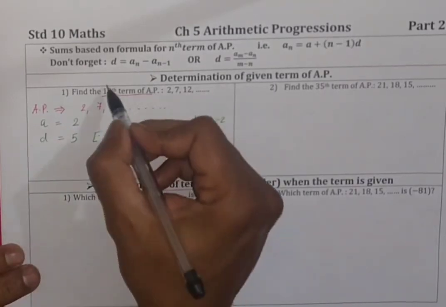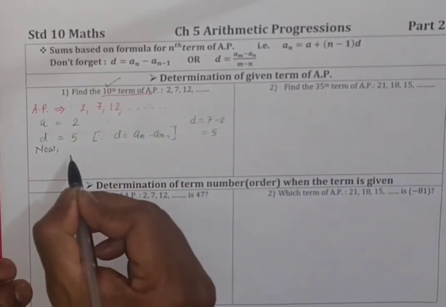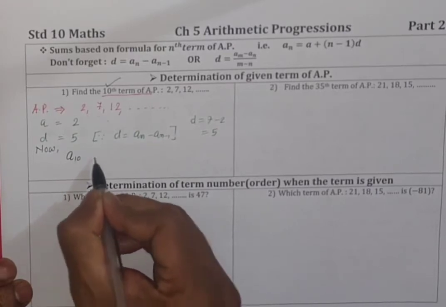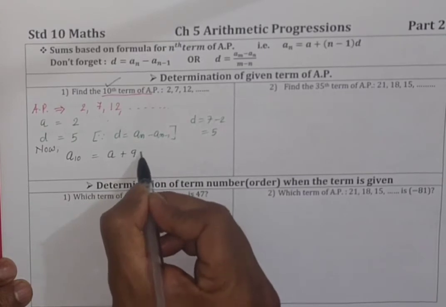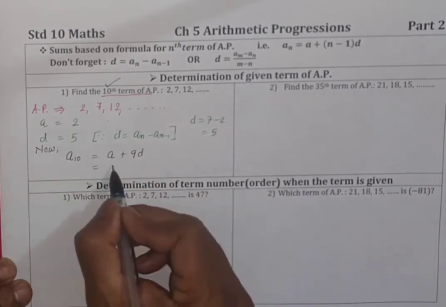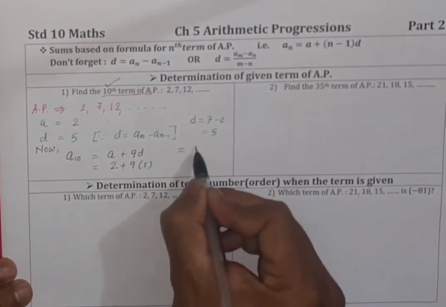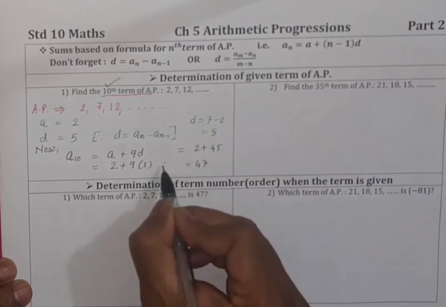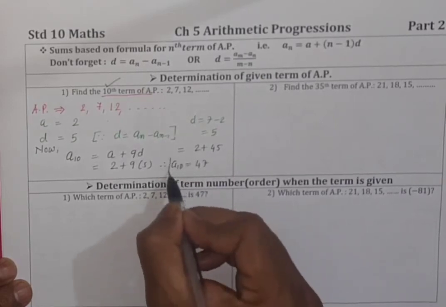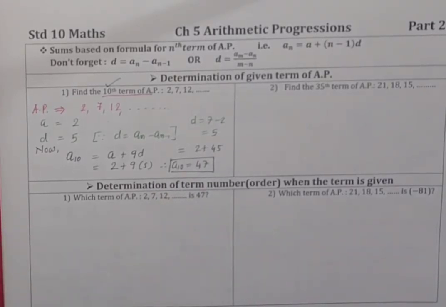ओके, उसके बाद आपको ढूंढना है 10th टर्म। 10th टर्म, व्हाट इज द फॉर्मूला? पहले सिंबल A10. A10, what is the formula? A plus 10 minus 1, that is 9 D. अरे वैल्यू दोनों अवेलेबल है. 2 plus 9 times D, that is 5. That is 2 plus 9 5s are 45, and that is 47. Therefore, A10, that means the 10th term is 47. Is that clear, children? Okay, next.